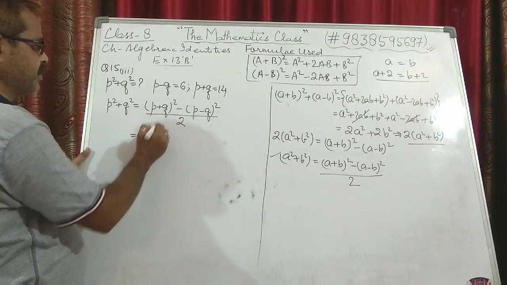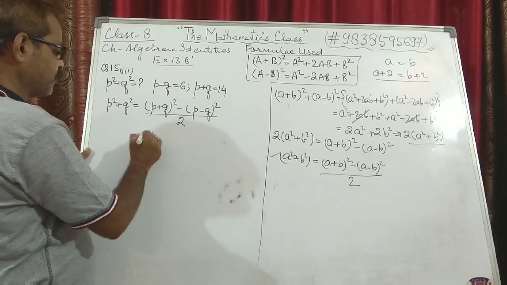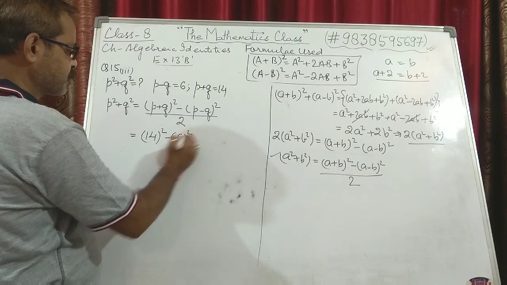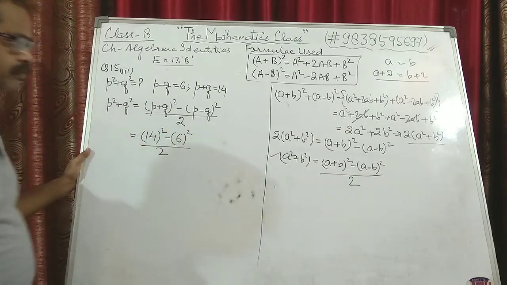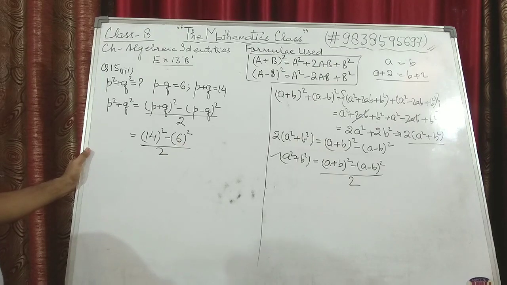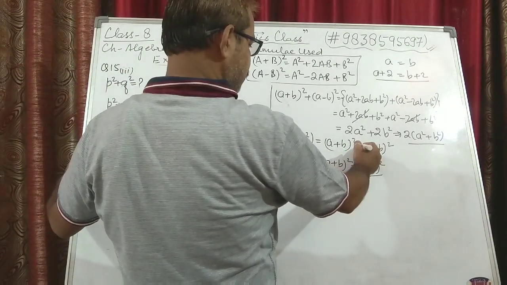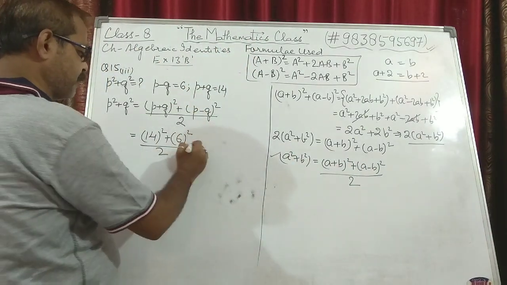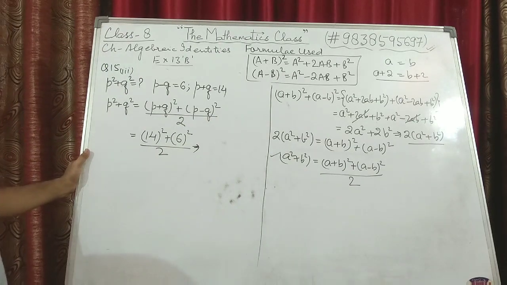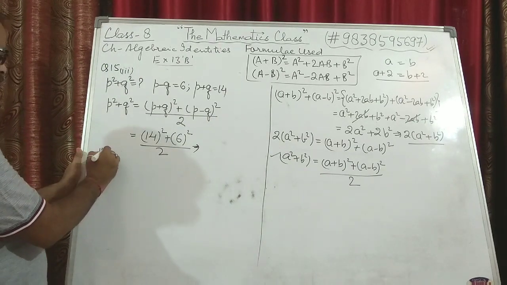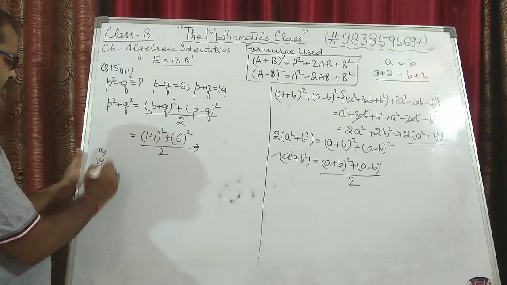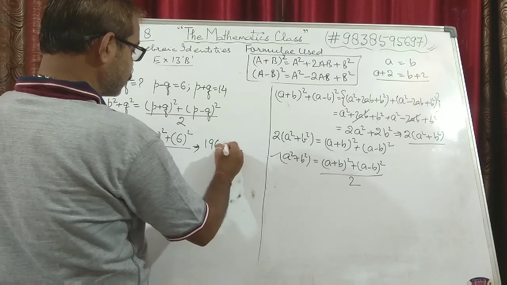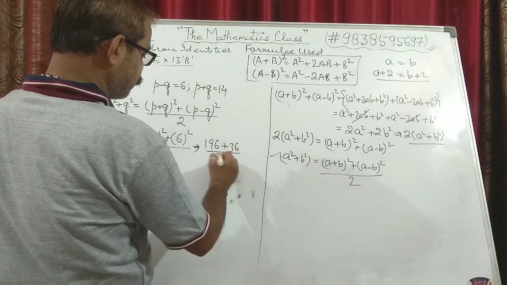Now p plus q is given to you as 14. So 14 square minus, p minus q is given to you as 6, 6 square, upon 2. Sorry, plus. This is plus, and this is plus, and this is plus. Now 14 square is 196. Let's check: 14 into 14, 56, and 14, 196. So it is 196. 6 square is 36 upon 2.